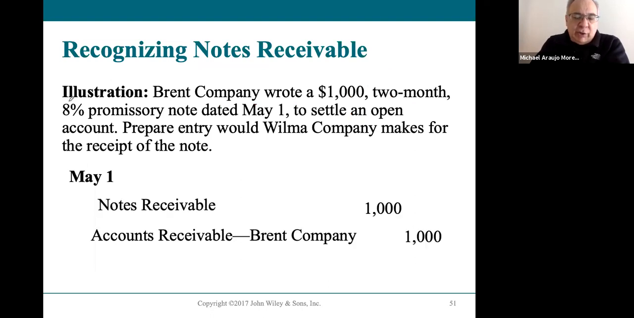So for the illustration here, you have this company, Brent Company, wrote a $1,000 2-month promissory note to settle, usually, an accounts receivable. So they wrote it to Wilma. So Wilma is going to record this as a $1,000 debit to note receivable and a $1,000 credit to accounts receivable for Brent. So Brent's accounts receivable is paid by the note. That's what this is saying.